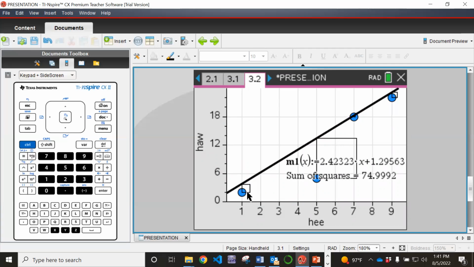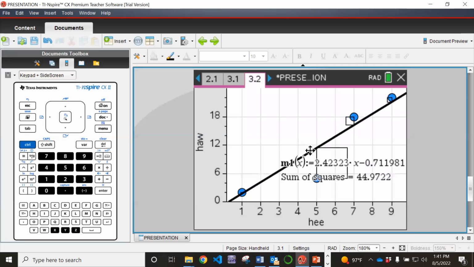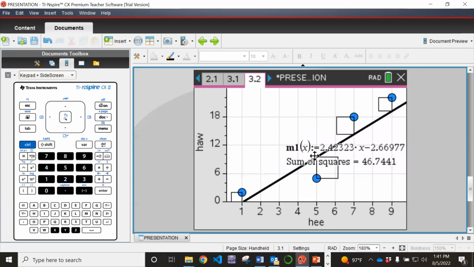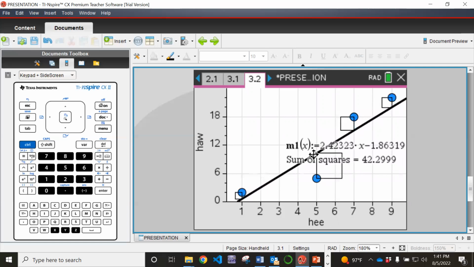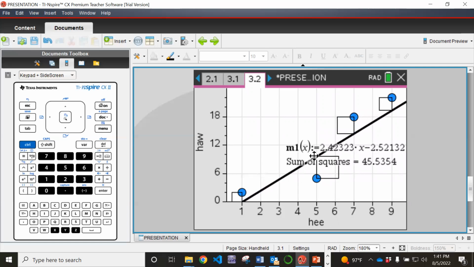This one's really big. These 4 squares, if you add up the areas of those squares, you're sitting at almost 75. That is the sum of squares. And so we're going to minimize the sum of squares, which is the least squares method that we have when we're doing this. And as I move this around, you'll notice, hey, this down here looks a little bit better.